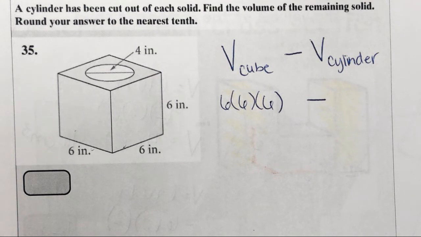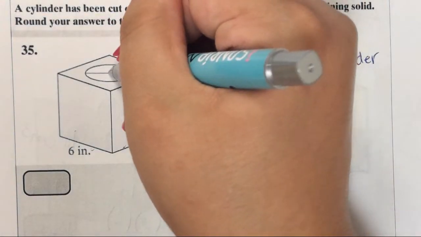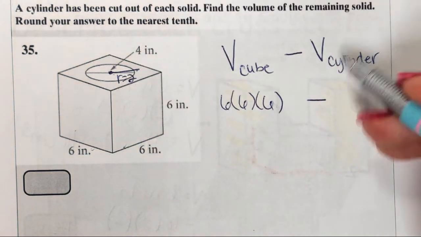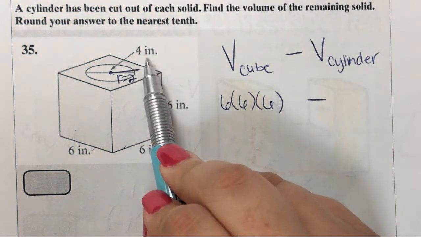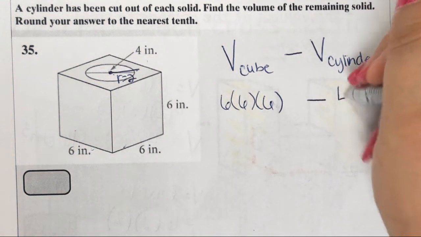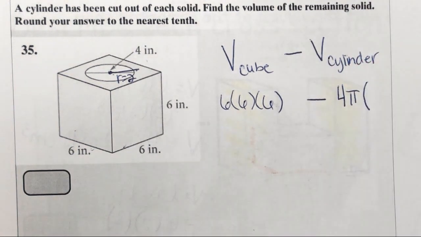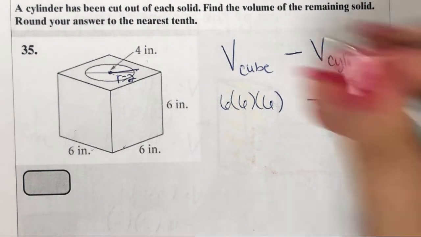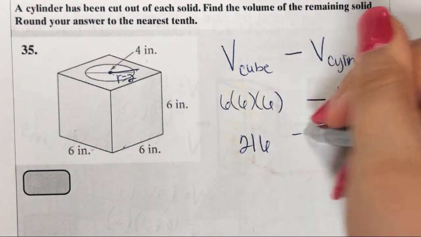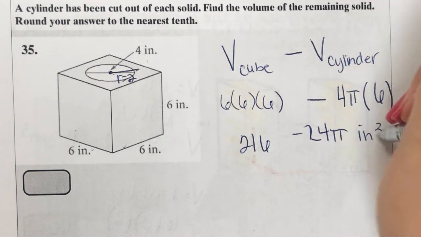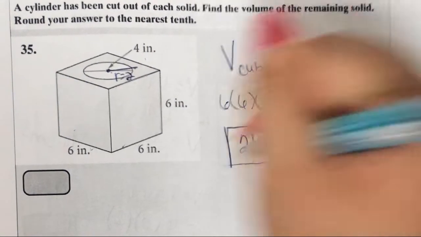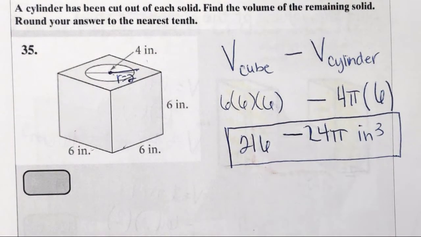What's my radius here? 2. So if my radius is 2, how do you find the area of that base? Pi r squared, which gives me 4 pi times what? 6. Why 6? 6 because that's the height. And you get 216 minus 24 pi inches cubed. That would be your answer, because can I subtract these?